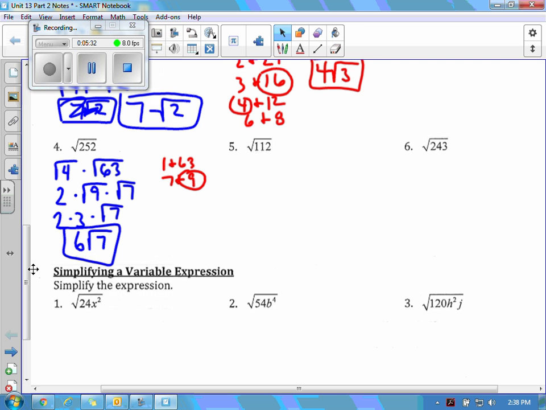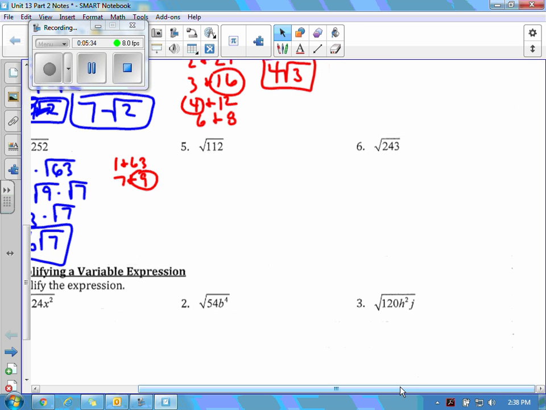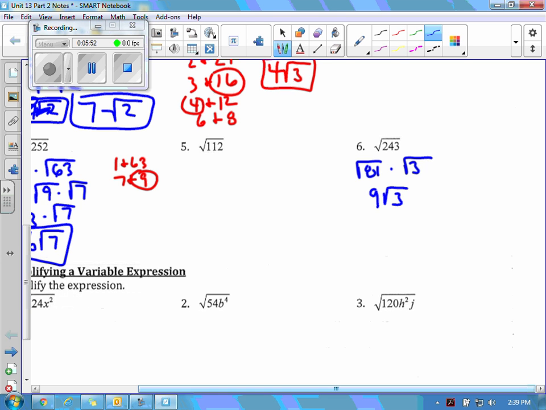112 only for you guys. Again, remember you're looking for a perfect square that goes into it. For 243, a couple ways I can do this. First off, I could split this into 81 and 3. If I do that, the square root of 81 is 9. 3 doesn't have a square root, so I'm done there.